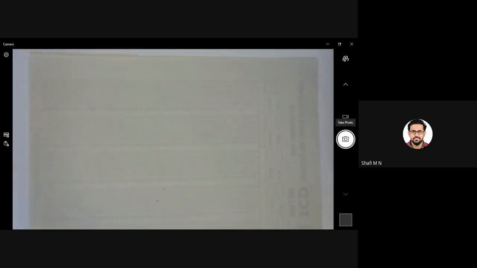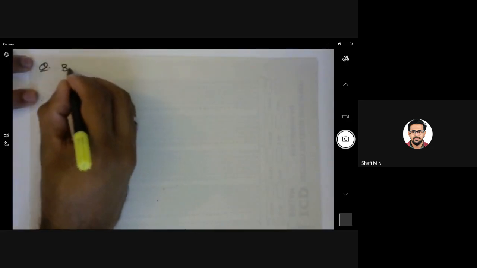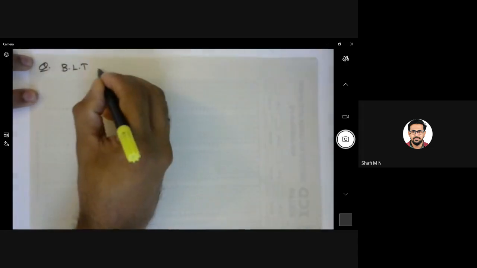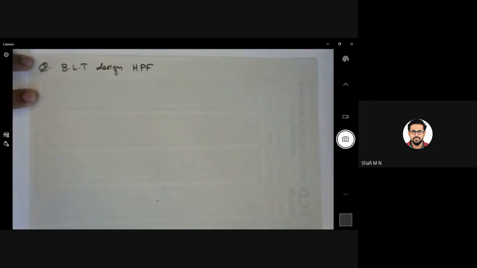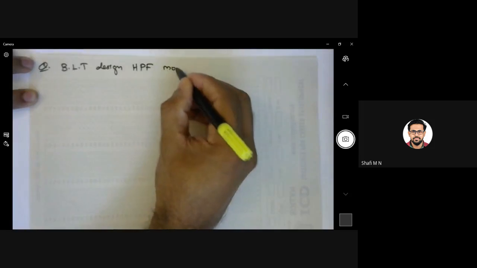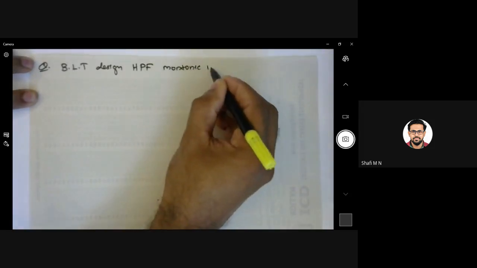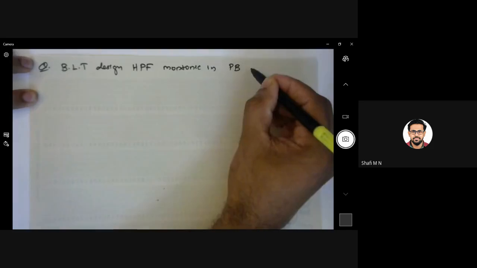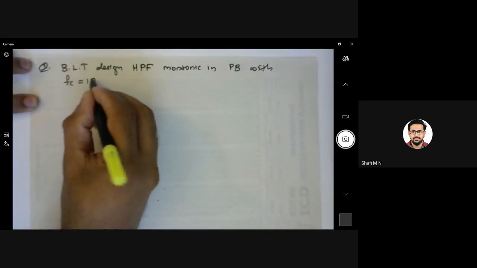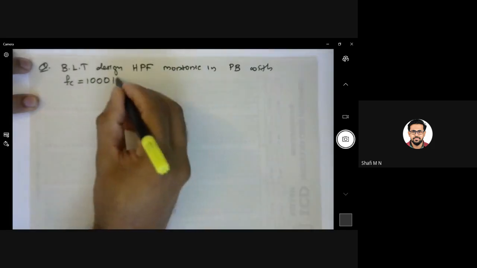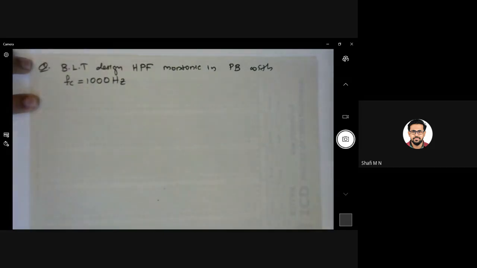Okay, let's start. So write the question. Using bilinear transformation, design a high pass filter, monotonic in passband, with cutoff frequency of 1000 hertz. Sorry, I said 100 hertz. Express the cutoff frequency in hertz. That is one important change.